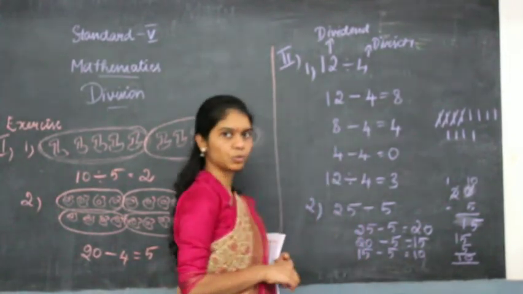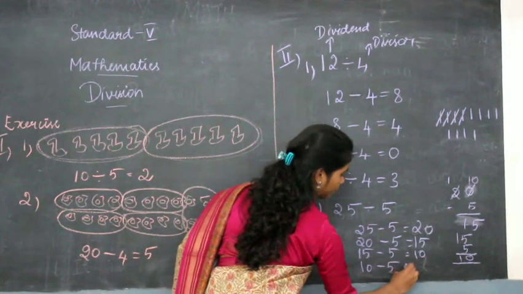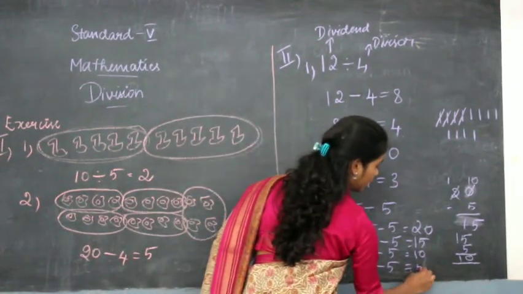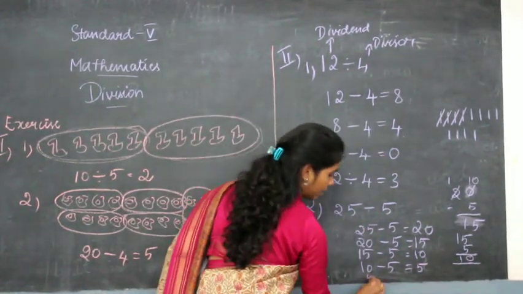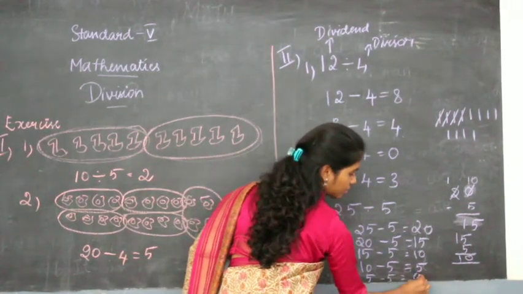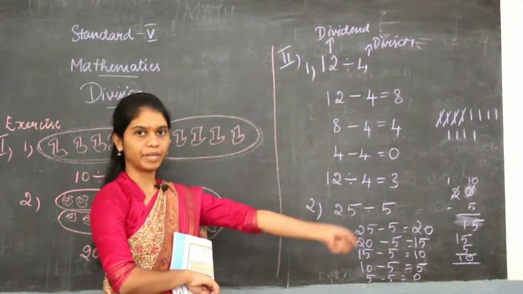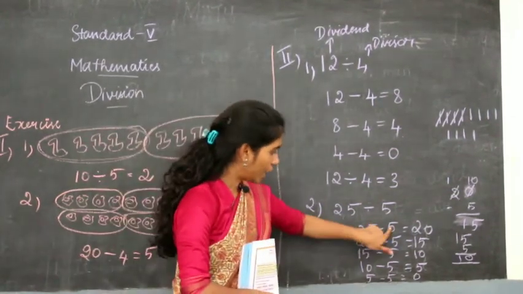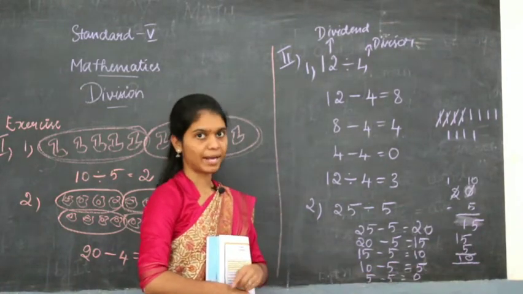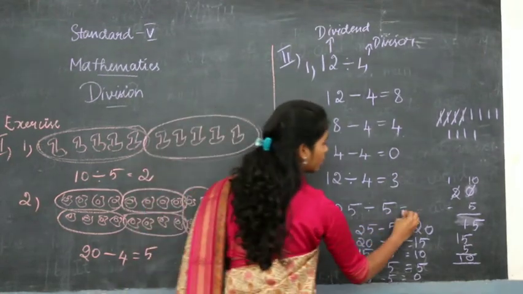Now again you have to subtract 5 from this 10. 10 minus 5 is 5, which you will write here. Now again 5 minus 5 is 0. Now your answer: 25 divided by 5 is 1, 2, 3, 4, 5. So you subtracted it 5 times. So 25 divided by 5 is 5.